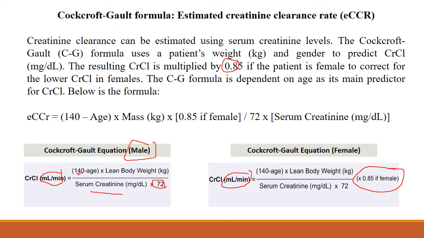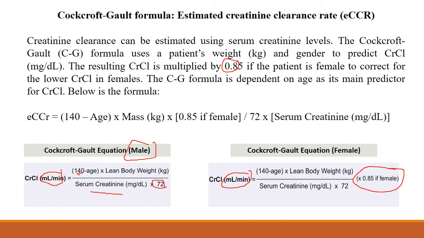So creatinine clearance can be estimated using the serum creatinine levels. The Cockcroft-Gault or the CG formula uses a patient's weight in kilograms and gender to predict creatinine clearance in milligrams per deciliter. The resulting creatinine clearance is multiplied by 0.85 if the patient is female to correct for the lower creatinine clearance in females.